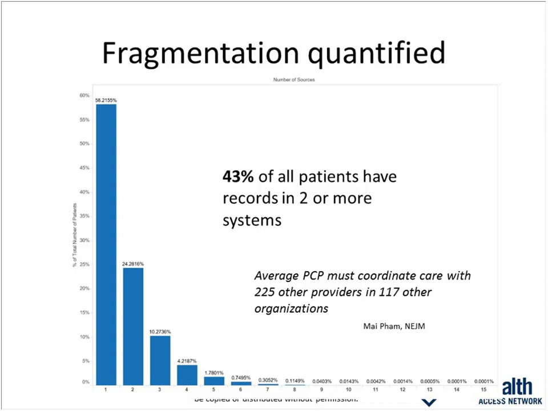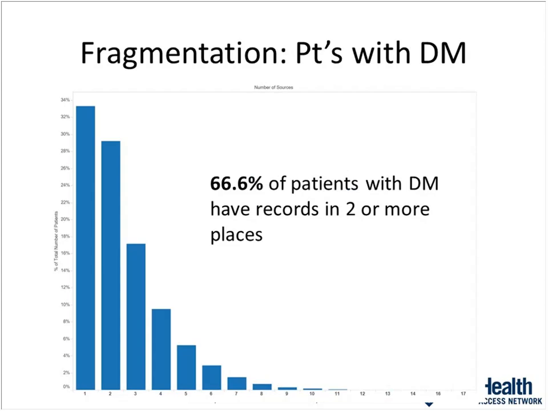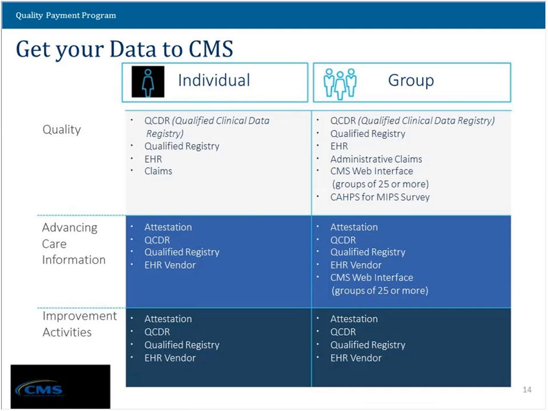And just to put some numbers to this, in all of MyHealth across Oklahoma, where we have about 3.5 million patients, so that's all the well and the sick, 43% of people have records in 2 or more EHRs. And we think we have about 45 to 50% of all the EHRs connected to us now. So you can imagine this number goes up pretty significantly. The average primary care provider is asked to coordinate care with 225 other doctors in 117 other organizations. But if we just give these patients one chronic disease, this number climbs quickly to 2/3.